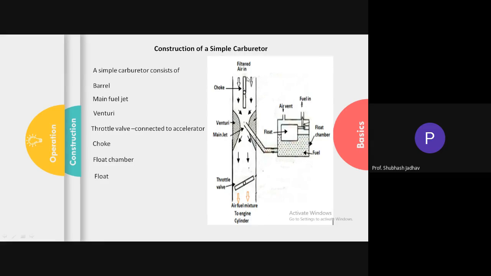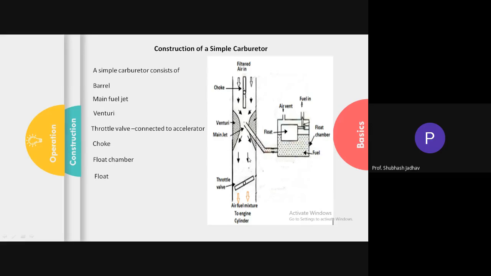So this is the inlet side where air is coming in. This is the outlet side where the air-fuel mixture is going into the engine cylinder. Okay, and here this is your venturi. The venturi is provided to give the required pressure differential for ensuring that fuel comes into the carburetor. Then we have a throttle valve. The throttle valve controls the quantity of the mixture flowing into the engine. Then we have a choke. The choke is on the inlet side.